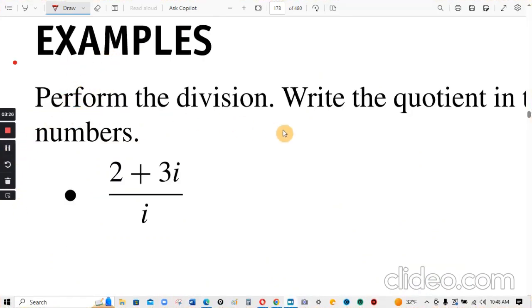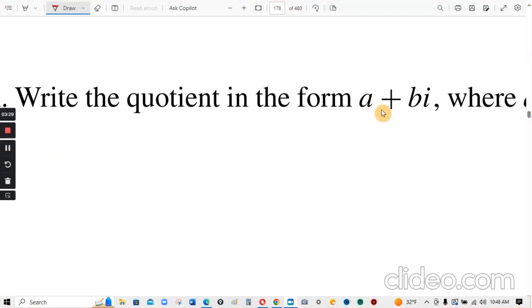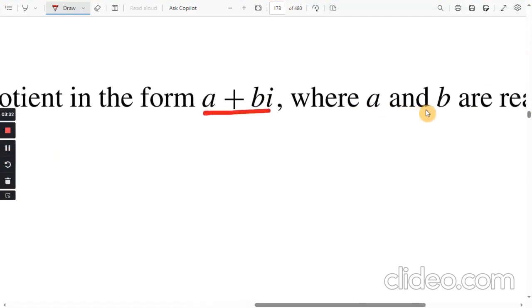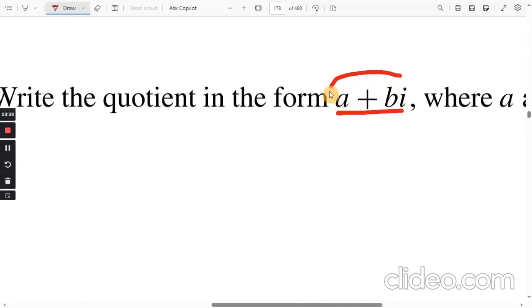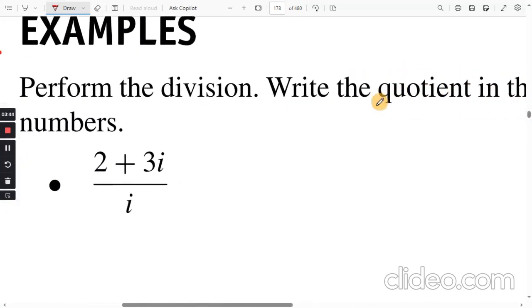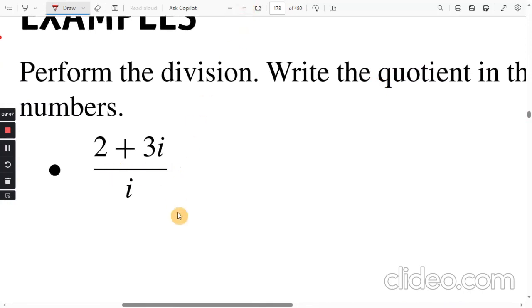Right, in these examples, you want to perform the division, and you want to write the quotient in the form of a plus bi, where a and b are real numbers. Okay, so we're going to divide, but we want to get the answer in this form. So let's see. How do we get rid of an I in the denominator? Well, we can just multiply by I divided by I. And why am I allowed to do that? Because I divided by I is just 1. If you multiply by 1, it doesn't change the value, just the form. Also, you're going to get rid of the denominator because I times I is I squared.